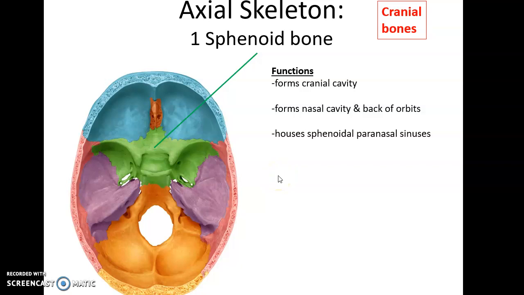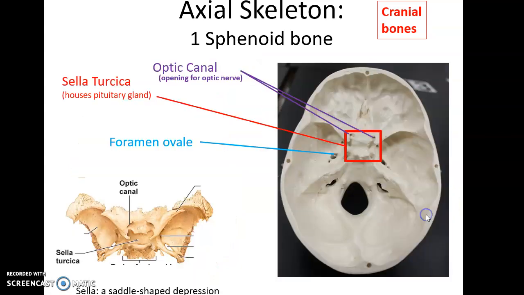Sphenoid bone. Sphenoid bone is a weird bone. Most of it you cannot see on the surface of the skull, but if you pop the top off the skull and look down, you get a good view of the sphenoid bone. I think it looks kind of like a bat or a butterfly. Sphenoid bone helps to form the cranial cavity, helps to form the nasal cavity and the backs of the orbits, and has its own sphenoidal paranasal sinuses, spaces within the bone.